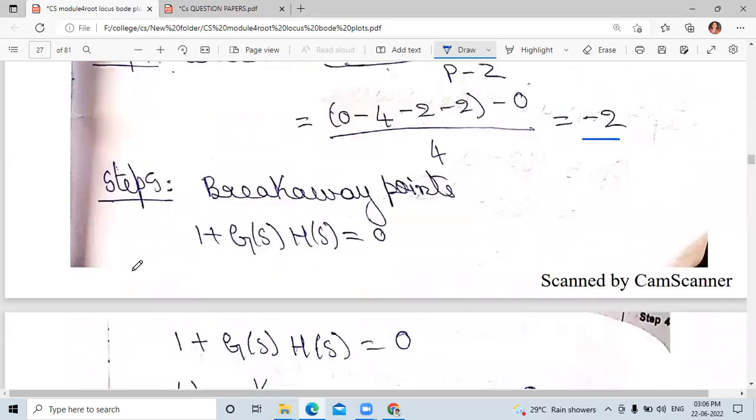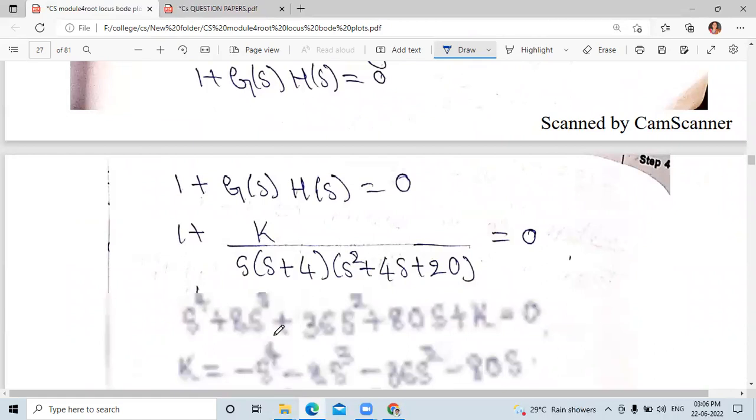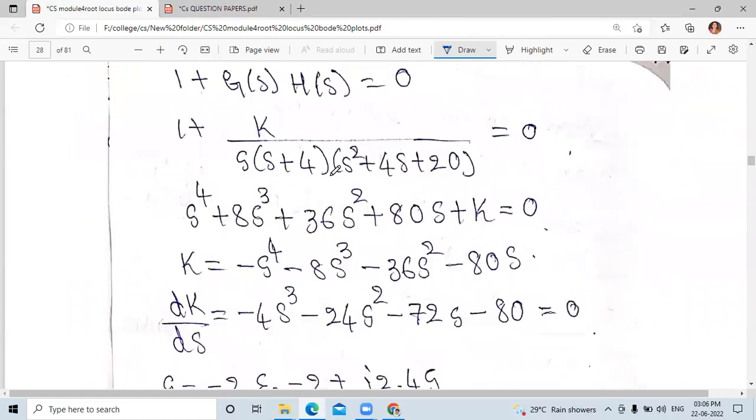Okay. Next, breakaway points. So breakaway points: 1 plus G(s)H(s) equals 0. They have given G(s) as K divided by s into (s plus 4) into (s square plus 4s plus 20), and H(s) is 1. So take the LCM; this will come to the numerator and the denominator becomes 0. So s to the power 4 plus 8 s cubed plus 36 s square plus 80s plus K equals 0. K equals, take it to the right side.